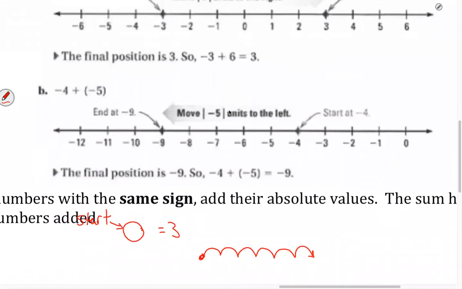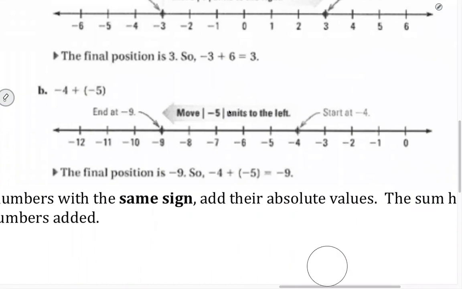All right, so the next example we have there is B. It's with 2 negative numbers. So we're going to start at -4, and then we're going to go 5 units to the left. So 1, 2, 3, 4, 5. So our answer would be -9.